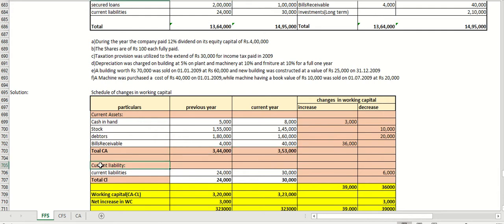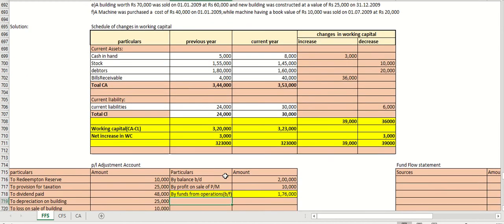So moving on to your current liabilities. You have your current liabilities under the question as 24,000 and 30,000. So the total of your current liability is 24,000 and 30,000. So there is an increase in current liability. If your current liability increases, the working capital decreases. If your current liability decreases, your working capital increases. Since it is increased, we are showing it in the decrease column as rupees 6,000. Now we will total up our current liabilities. We have totaled up, it's the same amount which remains. Moving on to the total of your changes in working capital, which is 39,000 and 36,000. How do you get it? Just total up your increase column and just total up your decrease column.